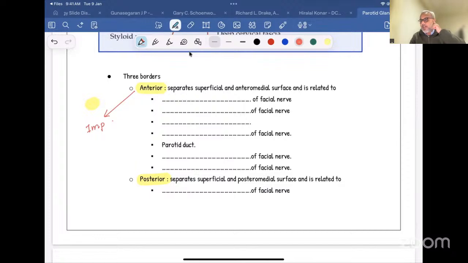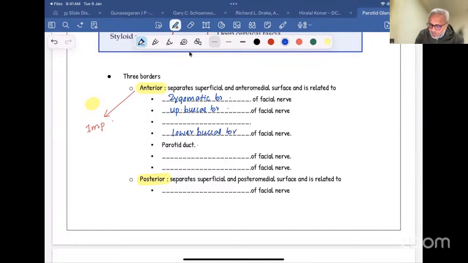We already have the temporal branch coming from the apex, the base or the superior surface. From the apex, cervical branch. So what are the three branches left? We are left with the first, the zygomatic branch, right? Then we have the upper buccal branch of the facial nerve. Then we have the lower buccal branch, right?